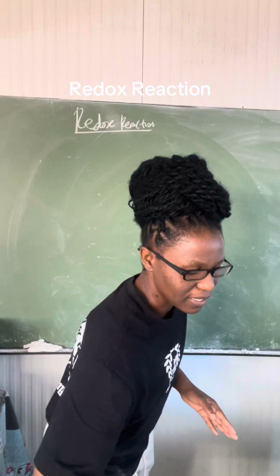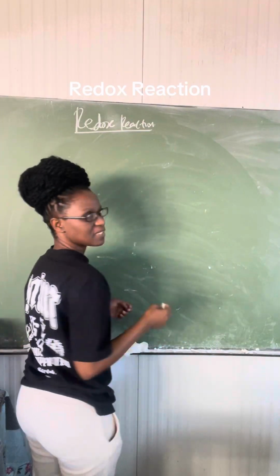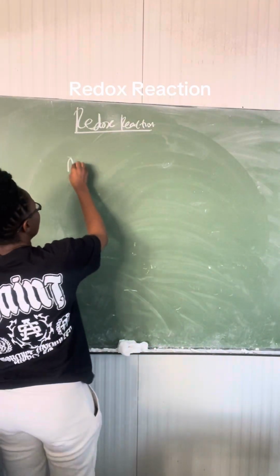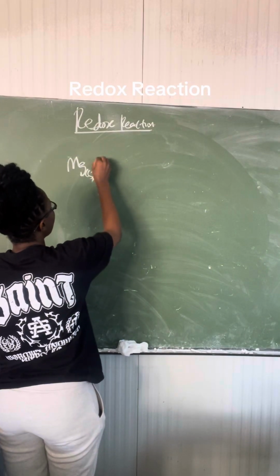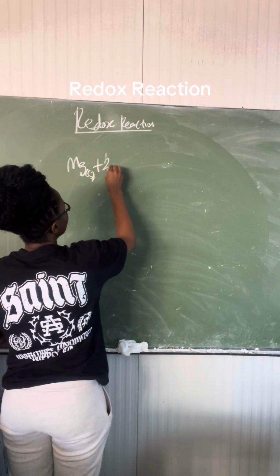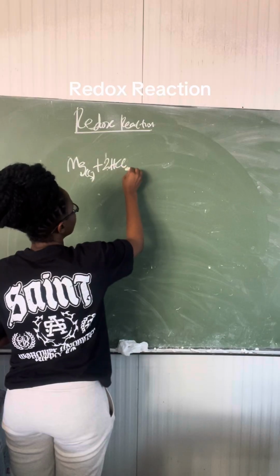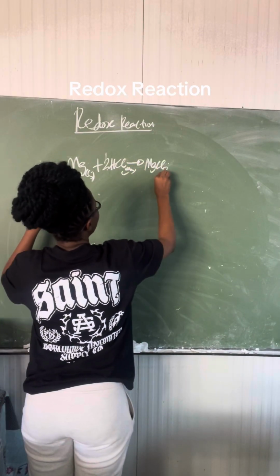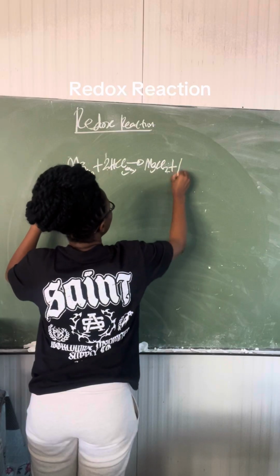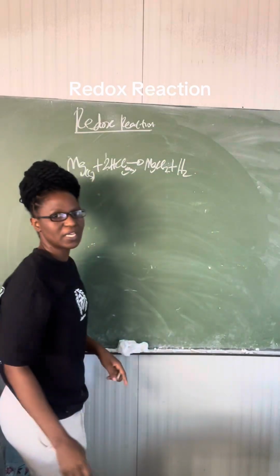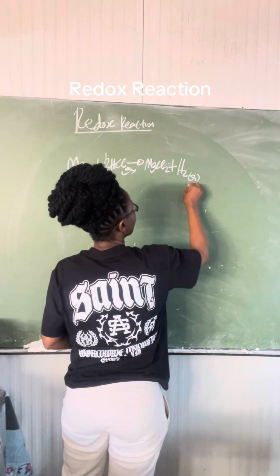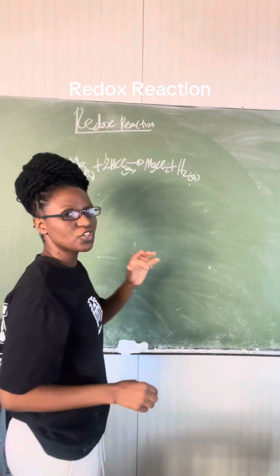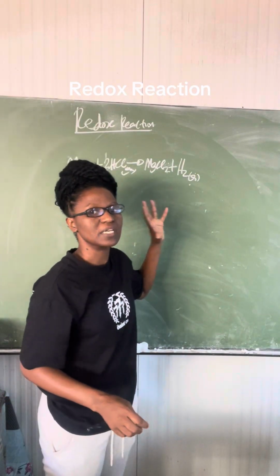I'm going to do this example so that we further assist each other. For example, take this reaction where magnesium in the form of a solid is reacting with 2HCl in the form of an aqueous solution, so that we produce magnesium chloride, which is our salt, plus the hydrogen gas.